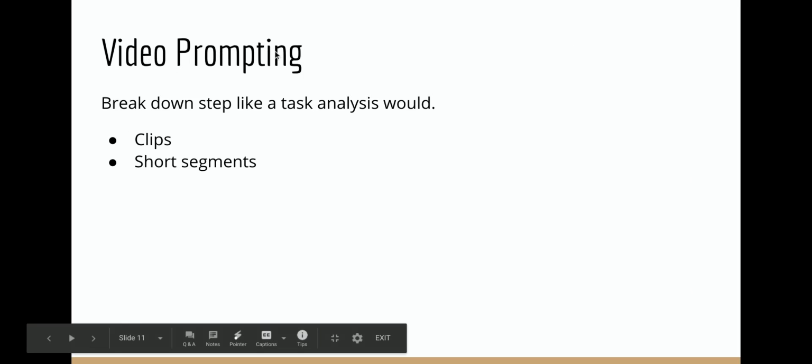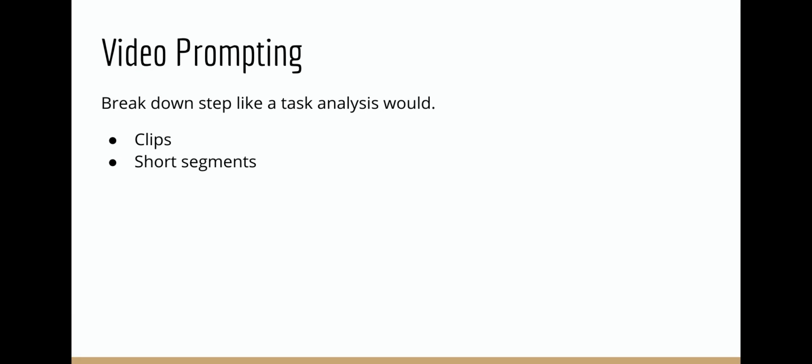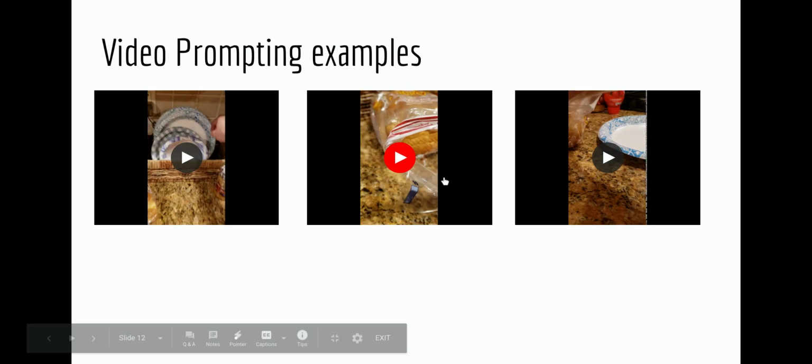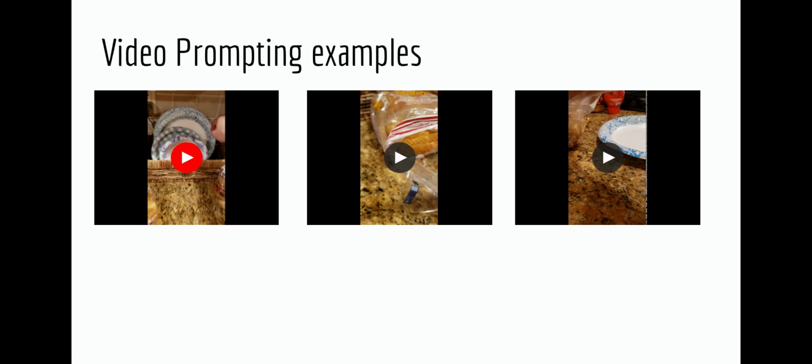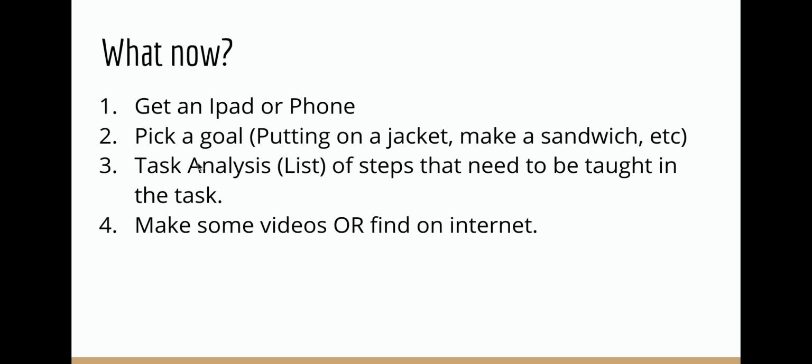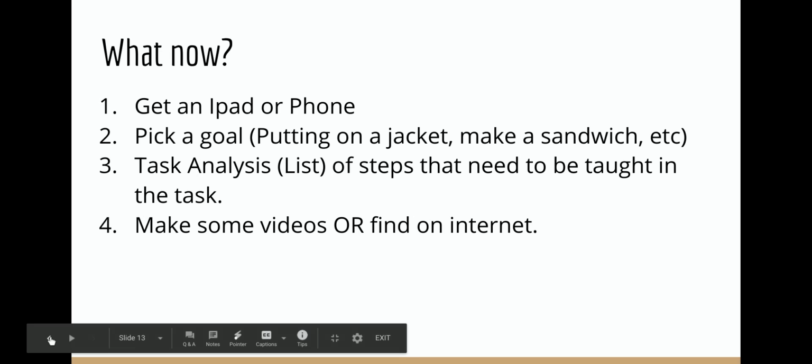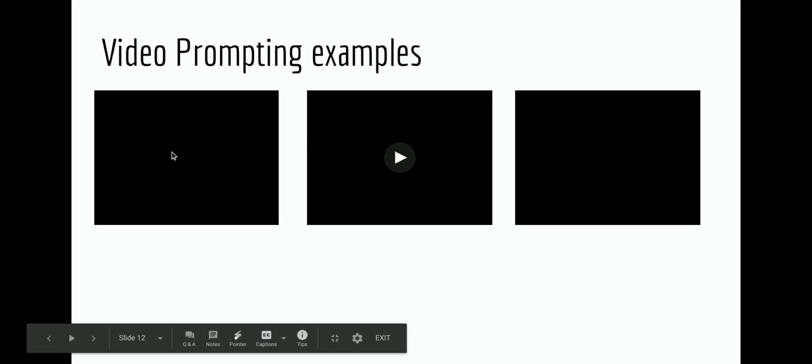When you do video prompting, you break down the steps like a task analysis would to clips or short segments. And if you're making your own videos, you can kind of stop and pause at different starts and stops. You could see here is making a sandwich. So you could pause at different intervals and then have your child perform that skill in that step. So for example, oops, I went back too much. We're going to watch this one.